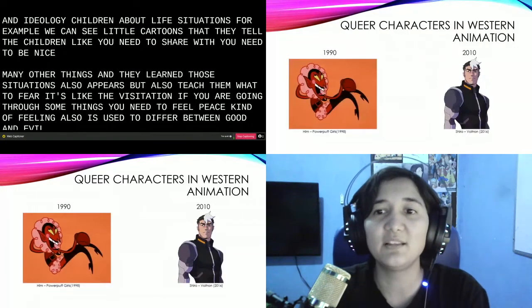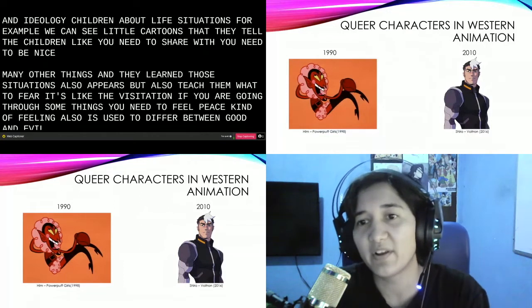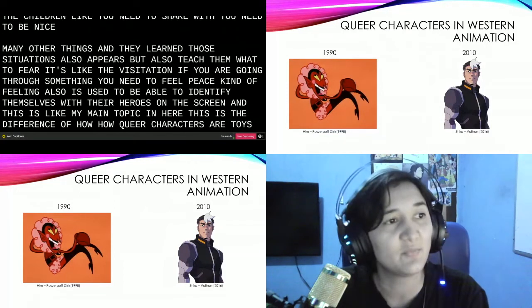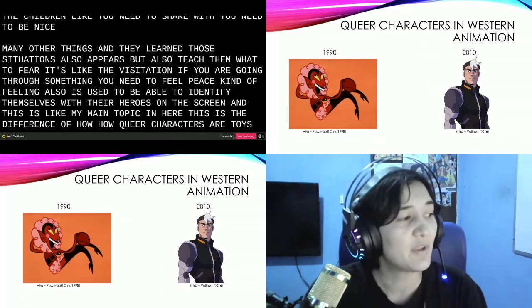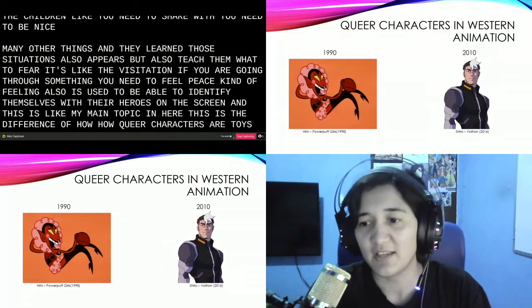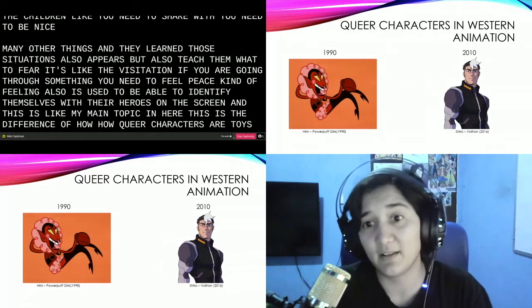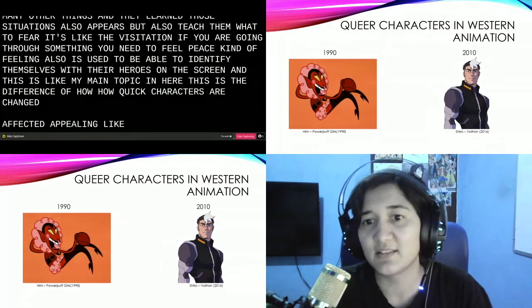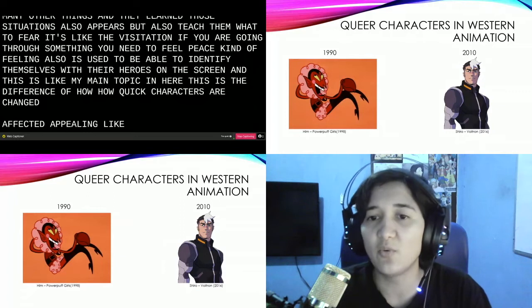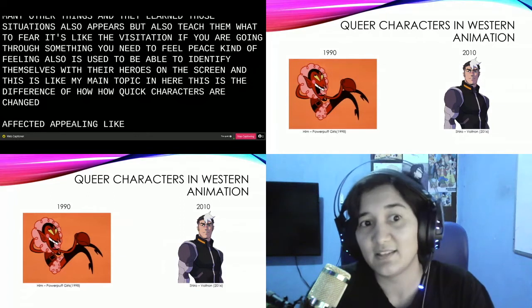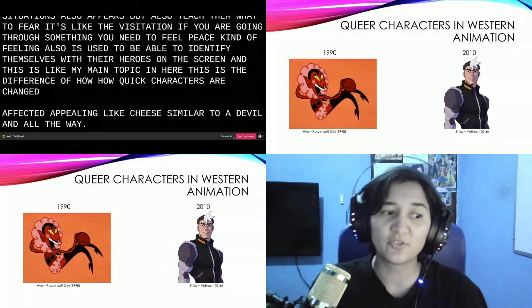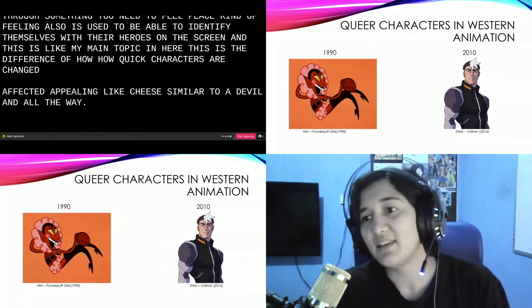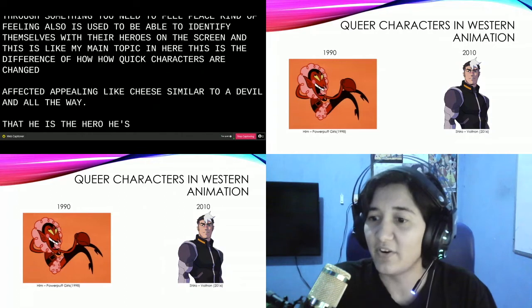Now, this is a difference of how queer characters have changed in Western animation. For example, in 1990 we have Him in The Powerpuff Girls, who is portrayed as a villain. He's similar to a devil, and the way that he looks is like a devil. And then we have Shiro in Voltron in 2016, who is the hero, he's a leader.